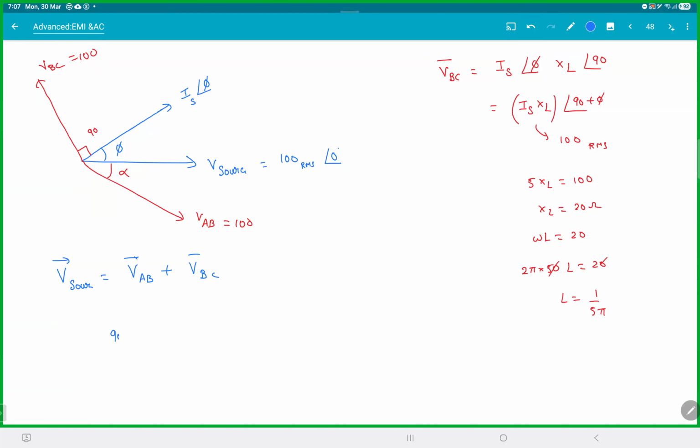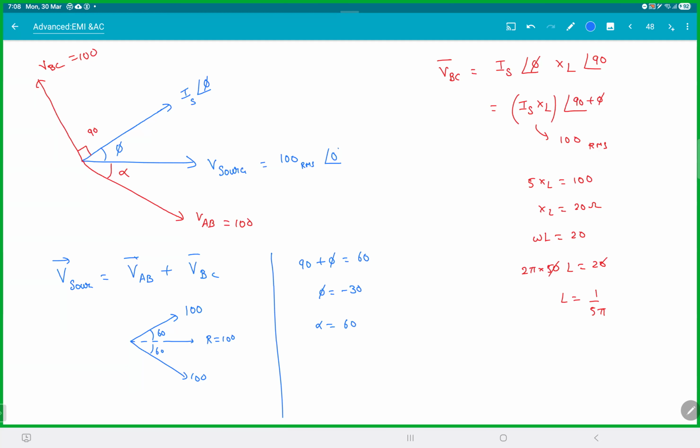So if you have two vectors, 100, and you have this vector 100, and this is the resultant, which is also 100, this is possible only if these angles are 60. So from here you can clearly see 90 plus phi is 60. The phi is actually minus 30. So current is not leading, current is actually lagging. And alpha is also 60 degrees. Perfect. Got many phase angles.